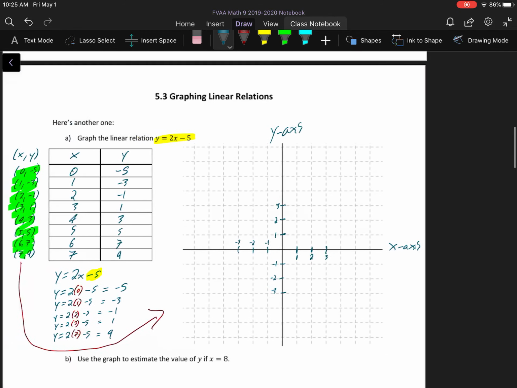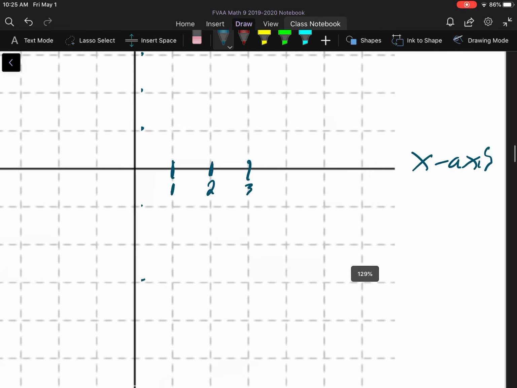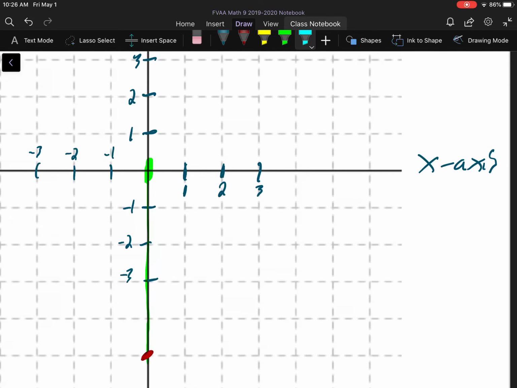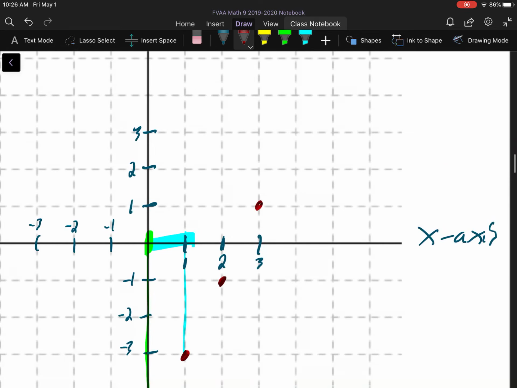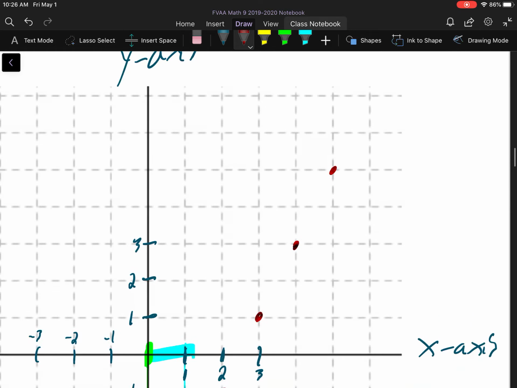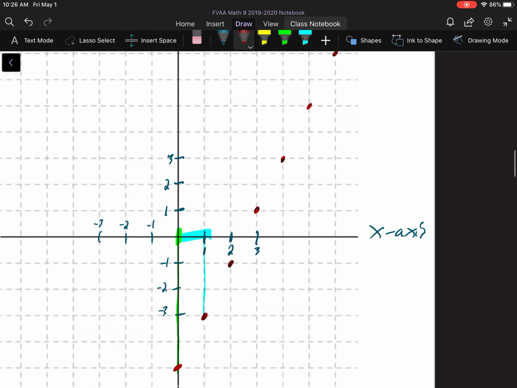Okay? So, first coordinate, 0, negative 5. So, my x value is 0. I go down to negative 5, and I get my first point down here. Next point is 1, negative 3. I go over to 1. I go down to negative 3. I get my next point here. 2 and negative 1 here. 3 and positive 1 here. 4 and positive 3 here. 5 and 5 here. And then my last point that I can graph is over here.